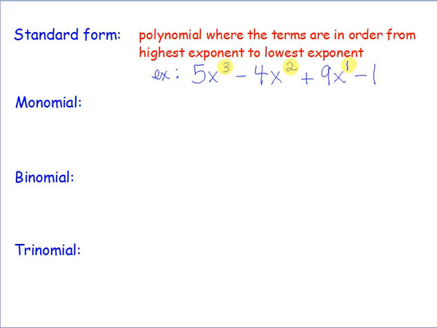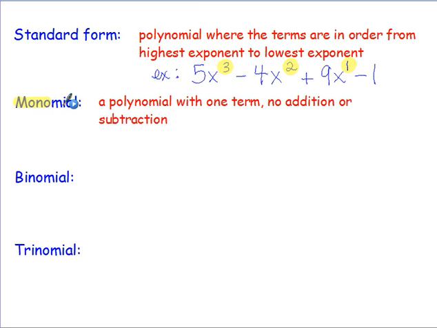Now, the next 3 definitions we are going to use when we classify a polynomial by its terms. So our first vocab word is monomial. Okay, the prefix mono, hopefully you guys know that that means 1. This is a polynomial with only one term. In other words, there's no addition or subtraction signs.